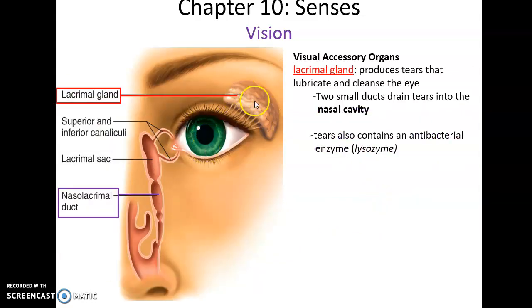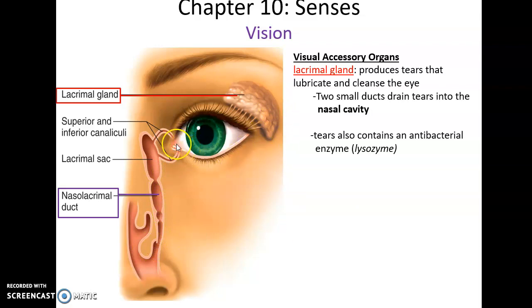All right, we also have lacrimal glands toward the lateral sides of the eyeballs. They produce tear fluid. Tear fluid is to lubricate and cleanse the eye. Lacrimal glands are constantly producing a tiny amount of tear fluid to keep the eyes moist. And it turns out that tear fluid will eventually drain through some tiny ducts to the nasal cavity.